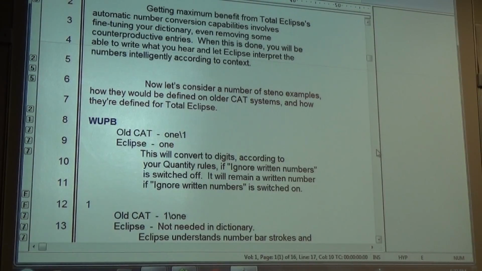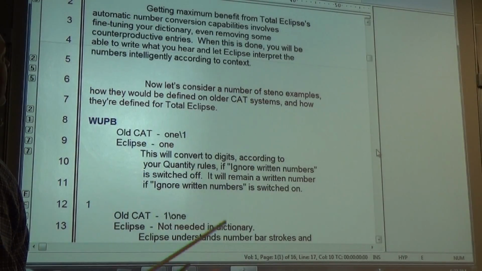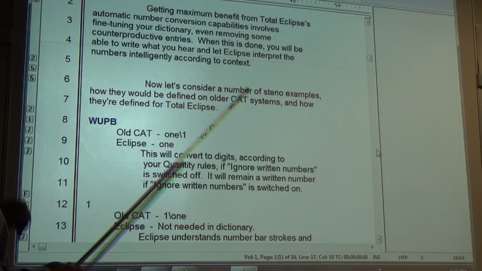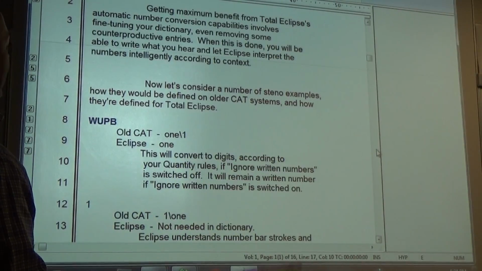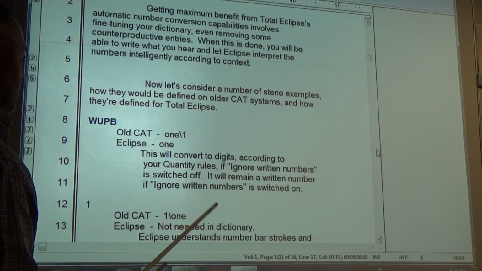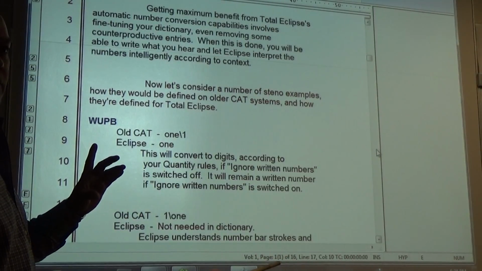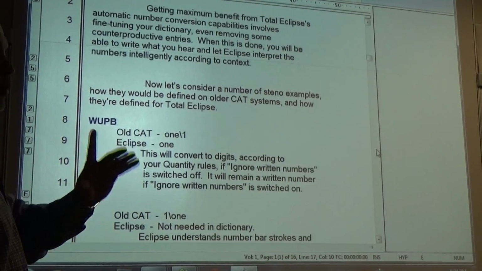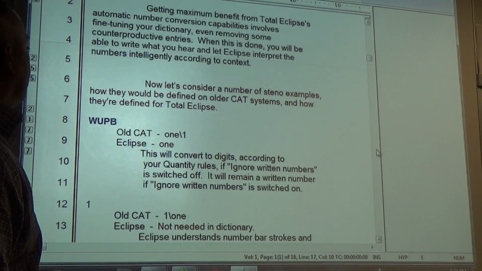Okay, dictionary cleanup. Getting maximum benefit from Total Eclipse's automatic number conversion capabilities involves fine-tuning your dictionary, even removing some of the counterproductive entries. When this is done, you will be able to write what you hear and let Eclipse interpret numbers intelligently according to the way that you set it up in your user settings. I'm sorry. God, going blank.